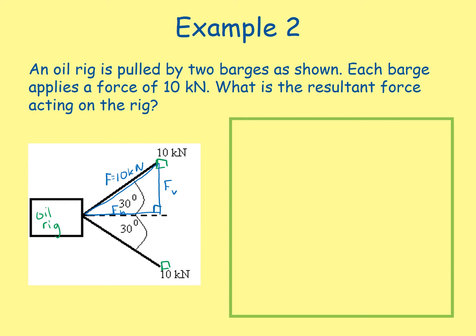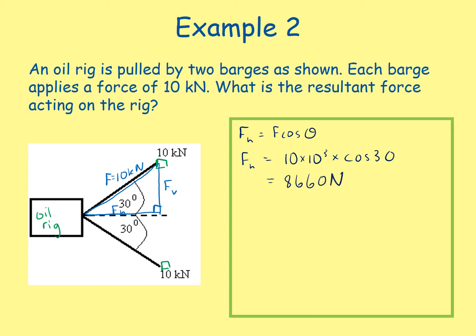We know that our equation for our horizontal component of the force is Fh equals F cos theta, so let's write that in. And we can fill in some numbers here. Fh equals F, our force, that's 10 kilonewtons, so remember kilo is times 10 to the power of 3, multiplied by cos of 30, and that gives us an answer of 8,660 newtons.